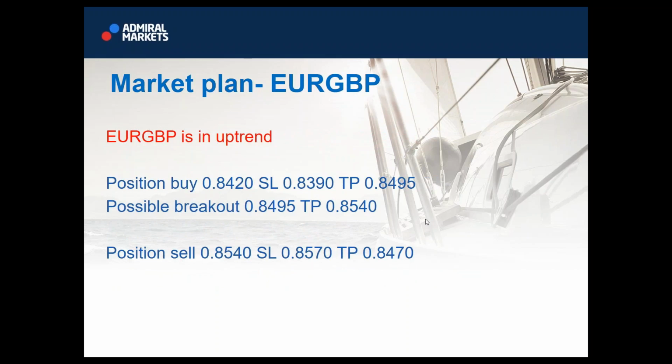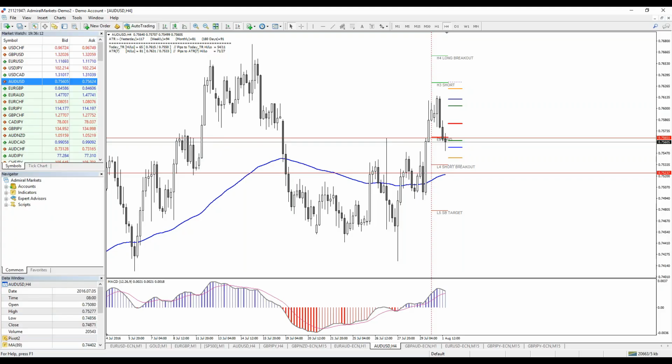And Euro GBP is the final pair, and then I will start with questions and answers. Euro GBP is in uptrend, buy position 0.8420, stop 0.8390, TP 0.8495, and possible breakout at 0.8495 with TP at 85.40. Position sell is, as you can see, 85.40 with a stop loss at 85.70. And here we are now with Euro GBP.